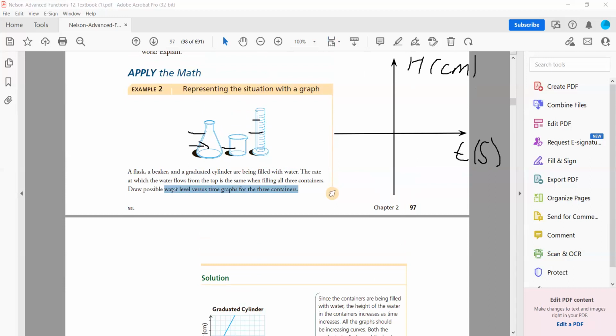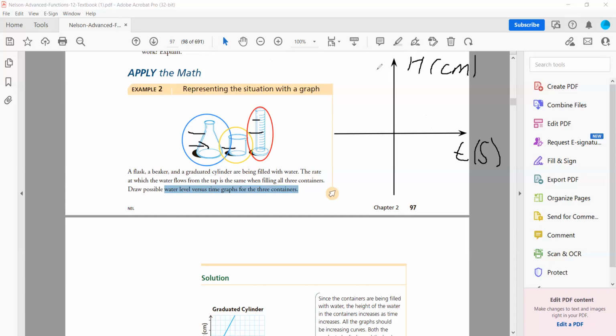So draw possible water level versus time graph with the three containers. I'll use one graph for all of them. The blue one would be this flask. The yellow one would be this one small beaker. And the red one would be this long graduated cylinder. So let's sketch a graph for the flask.